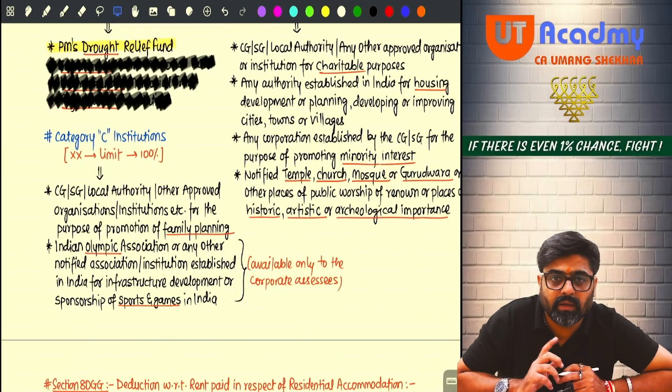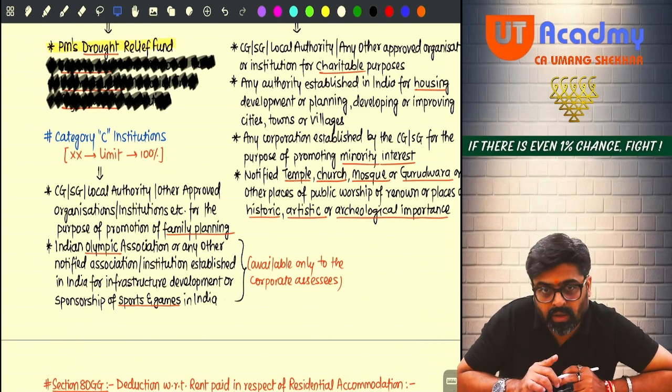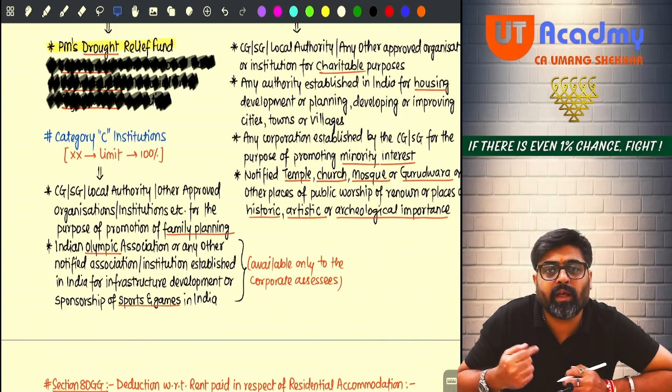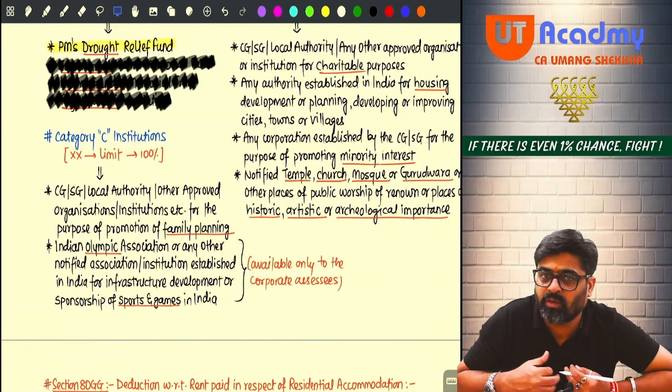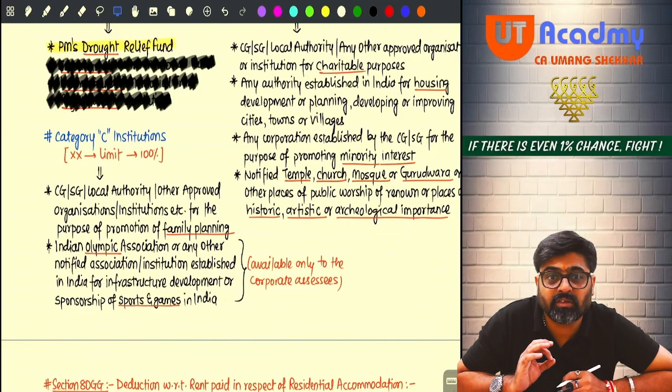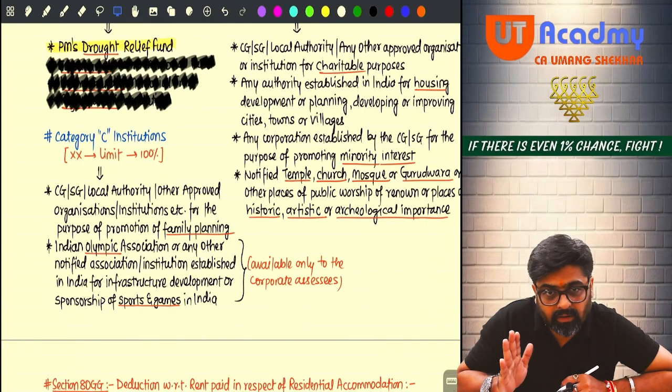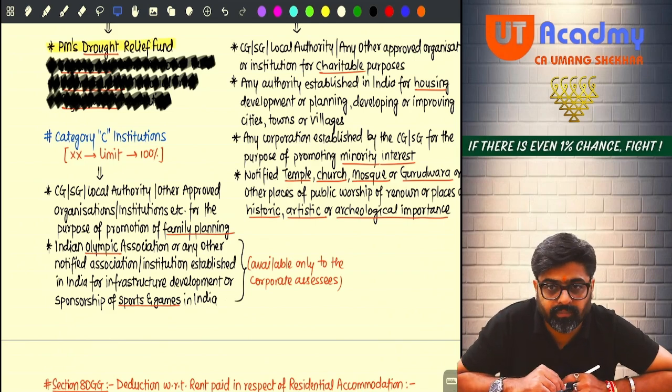But remember, this donation must be made by a corporate assessee, only then it will be allowed under ATG. If any person like us goes and contributes to the Indian Olympic Association or national sports bodies, for us this deduction is not available. This is exclusively available for national sports bodies and the Indian Olympic Association. A donation to them will be exclusively available as a deduction under ATG for corporate assessees only.